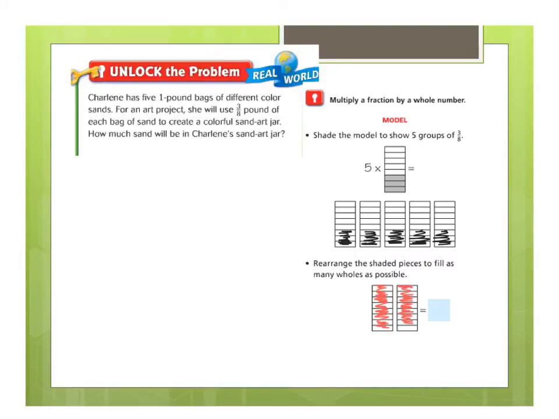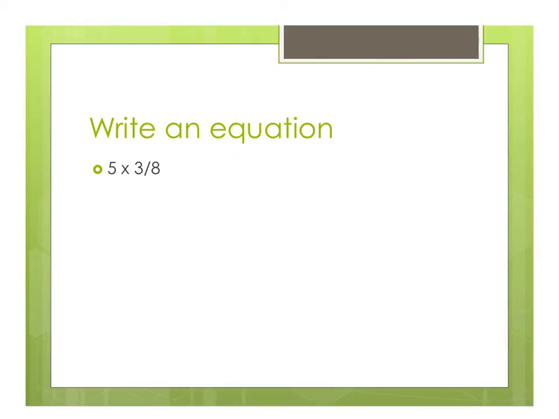So now I have 15 of my 8ths that are shaded, which if we rearrange as a whole number, that's the same as 1 and 7/8. And you can see that 1 and 7/8 in our model right here. We have 1 whole shaded and then 7 out of the 8 shaded over here. Now let's see how we can find the product without using a model.